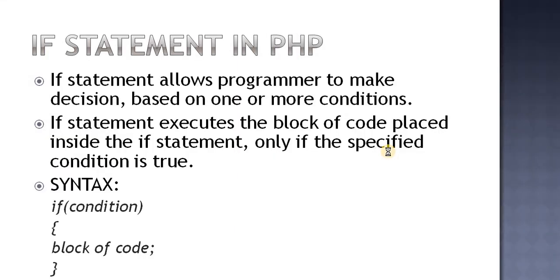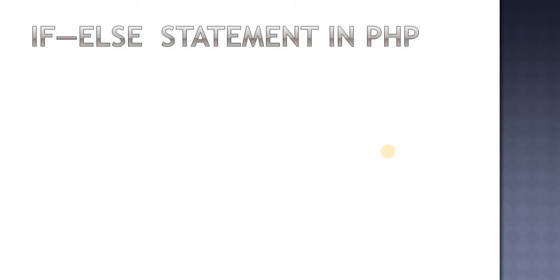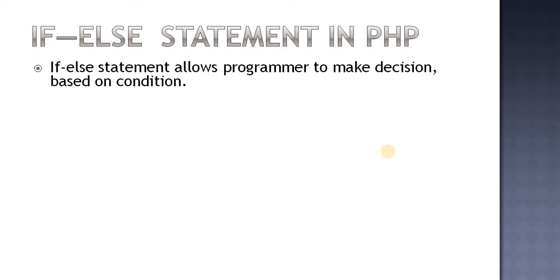Next one is if else statement. If else statement has two parts. When the condition is true, one block of statement is executed. When the condition becomes false, another block of statement executes. It is going to execute based on either one or the other. If statement allows programmer to make decisions based on the condition. So depending on the condition, if it returns true or false, it is going to execute a particular block.